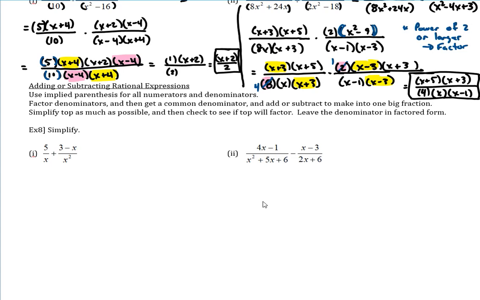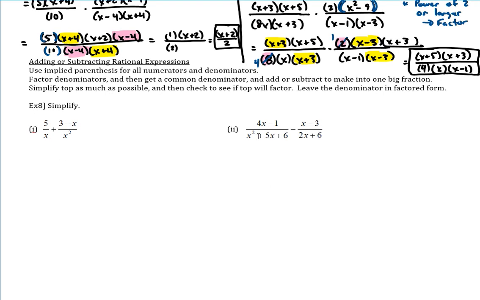So we must get a common denominator, just like with regular old numbers. It works in a similar way where first, if we can, we want to factor. And then afterwards, if we cannot, we'll start to get our common denominator. Like in this first one, if I want to add these two rational expressions together, I must get a common denominator. And our denominators are x and x squared.